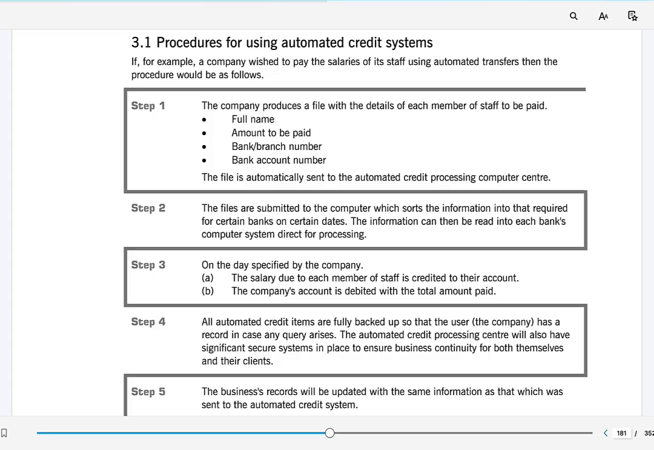Its bank account is debited with the total amount. That is why Step 3 is the execution step. It is the step where the bank transfers real money.